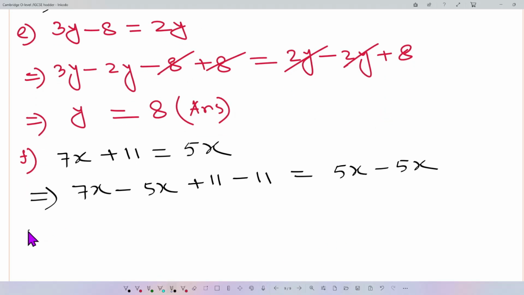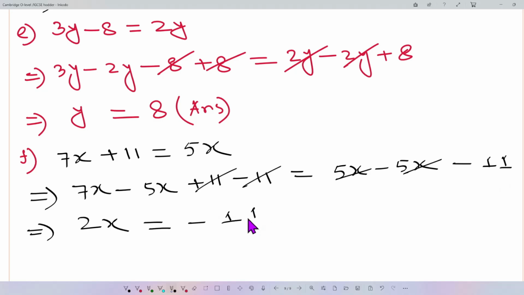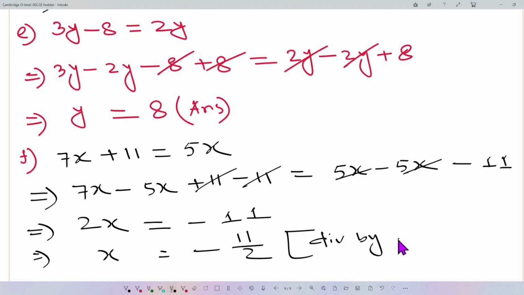Okay, then 7x minus 5x will be 2x, plus 11 minus 11 cancels out, and 5x minus 5x cancels out, and also we have to write here minus 11, right? So be careful. So it will be minus 11. Okay, then we will divide both sides by 2, so x equals minus 11 by 2. We can write a subnote, divide by 2.